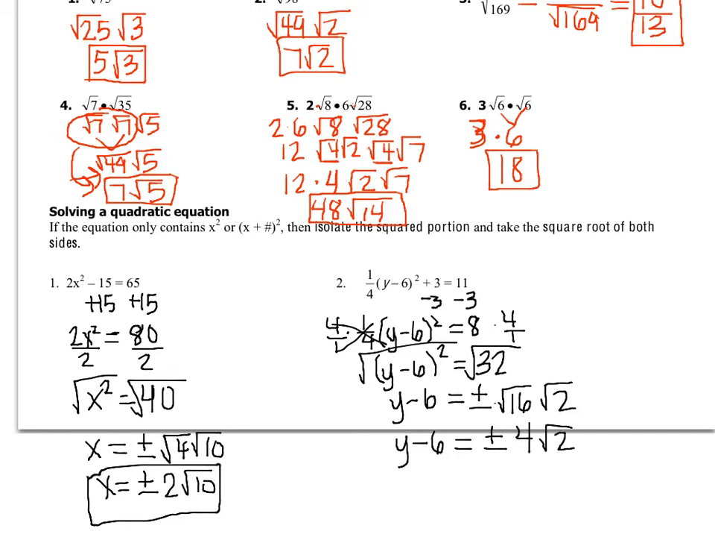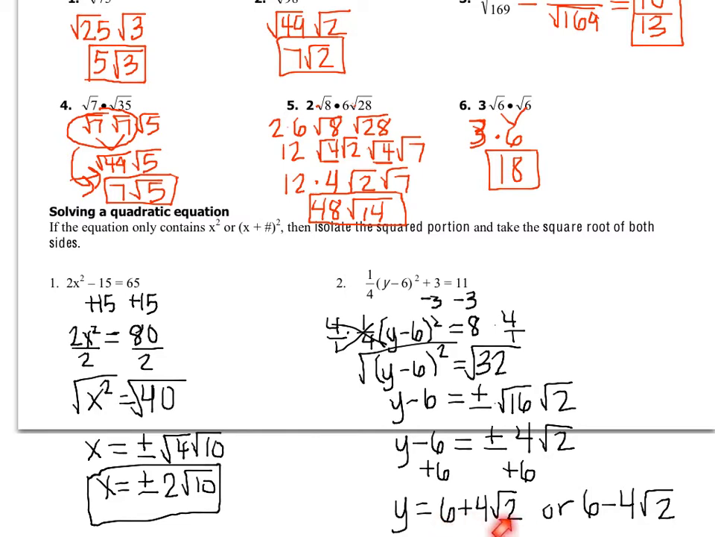But y is not alone yet. I haven't gotten y alone. So I need to add 6 to both sides. So I have y equals, now I'm going to write this twice for you. I get 6 plus 4 times the square root of 2, or 6 minus 4 times the square root of 2. So you should definitely go through and check this the way you would want to check this.